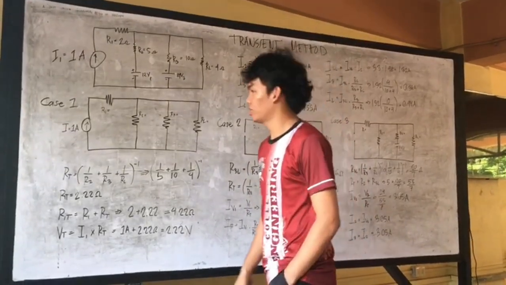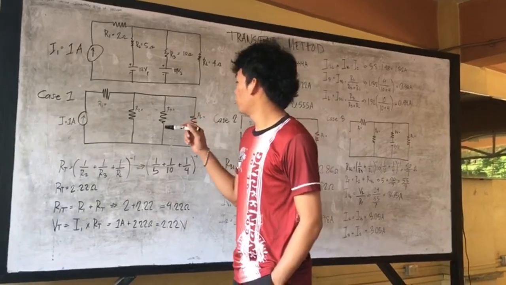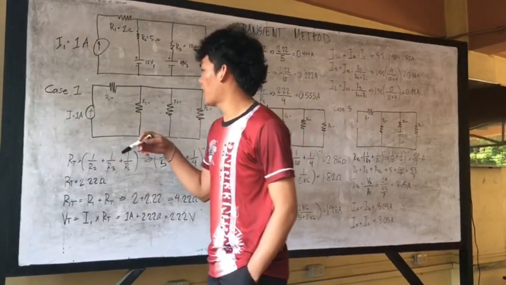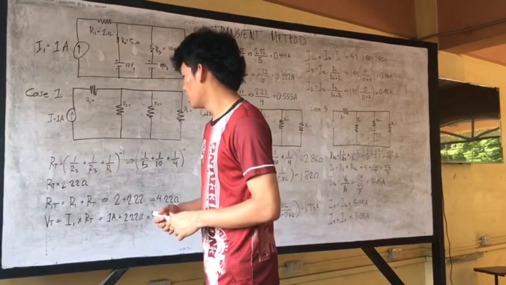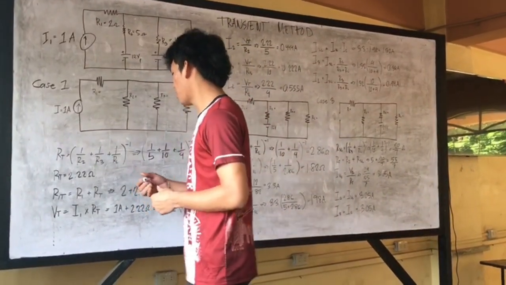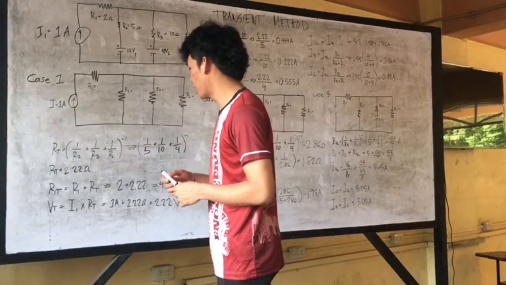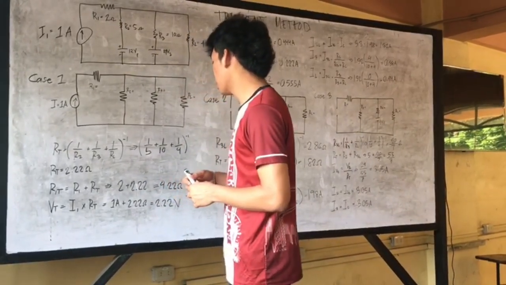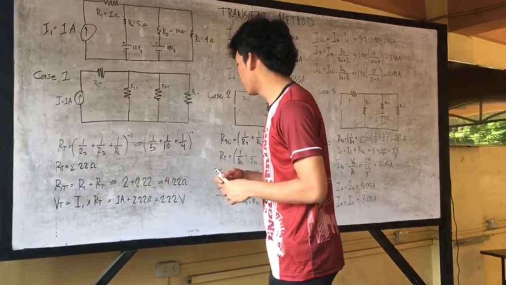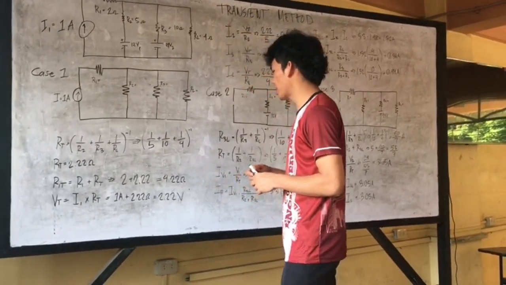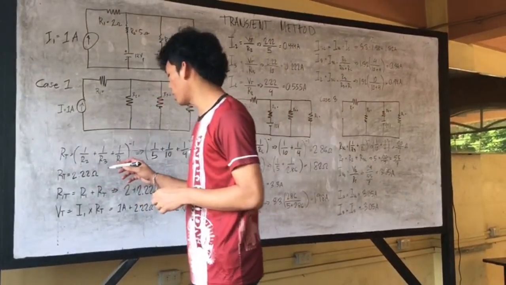In case 1, we need to close the voltage source and open the current source. To get the R total, the formula is 1 over R2 plus 1 over R3 plus 1 over RL, all raised to the exponent negative 1. Substituting the numbers, 1 over 5 plus 1 over 10 plus 1 over 4, to the exponent negative 1, the R total is 2.22 ohms.